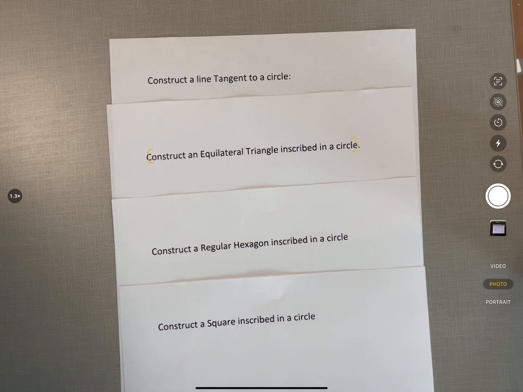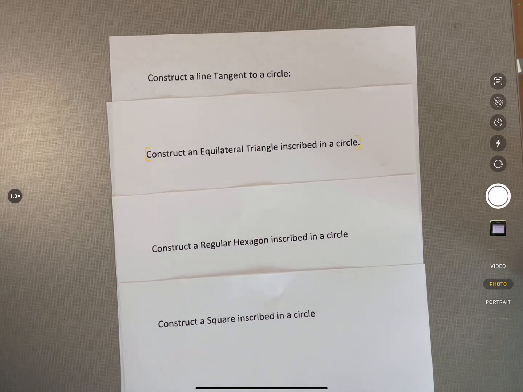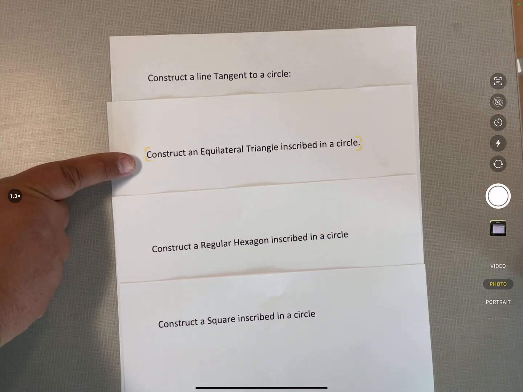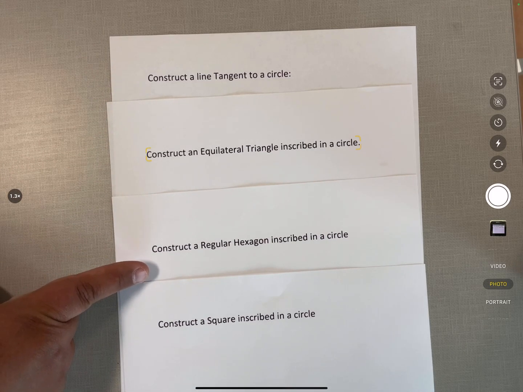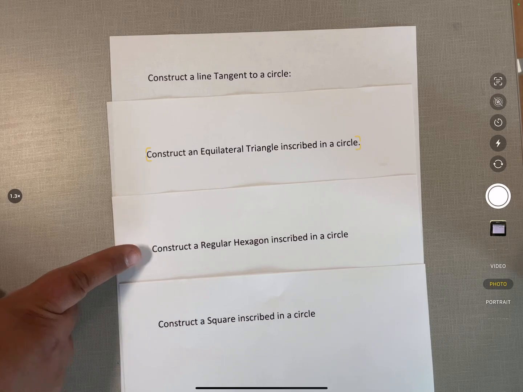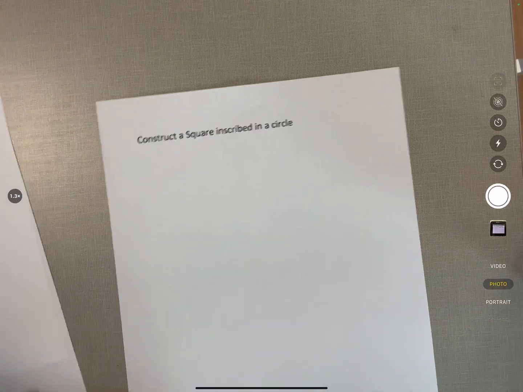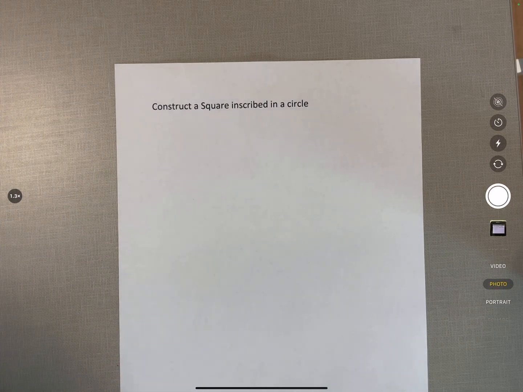Okay, this movie is for constructions on the unit on circles. We're going to construct a line tangent to a circle, construct an equilateral triangle inscribed in a circle, construct a regular hexagon inscribed in a circle, and construct a square inscribed in a circle. We're going to start with the square.